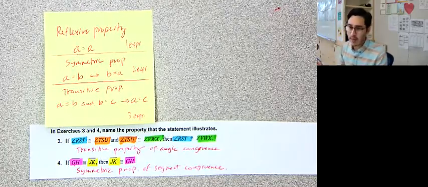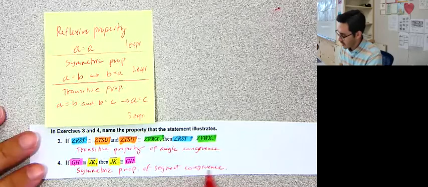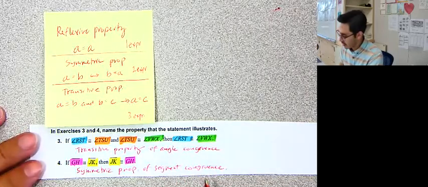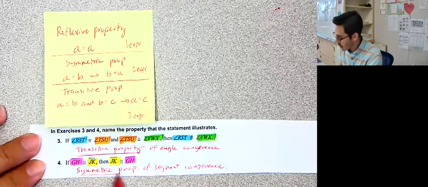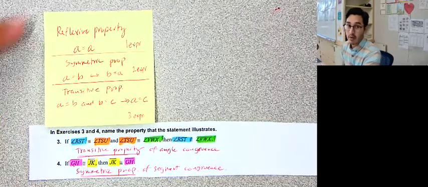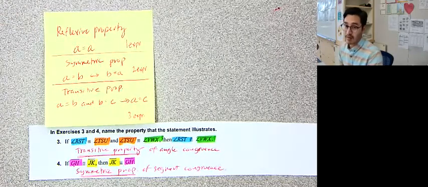Now I don't think I'm going to be super picky about whether you write angle congruence or segment congruence, just as long as you recognize that it's the transitive property or the symmetric property or possibly the reflexive property.